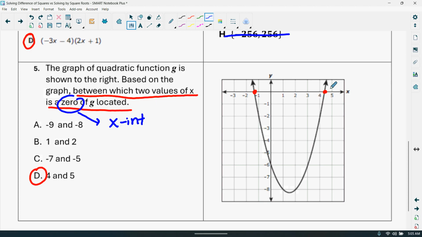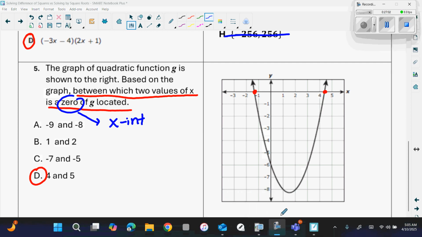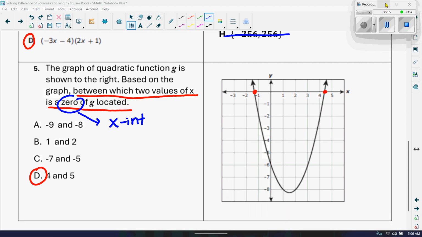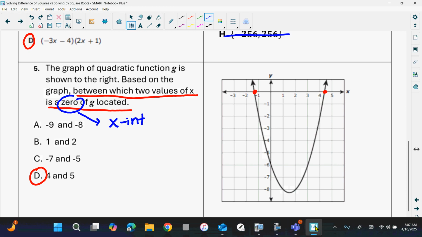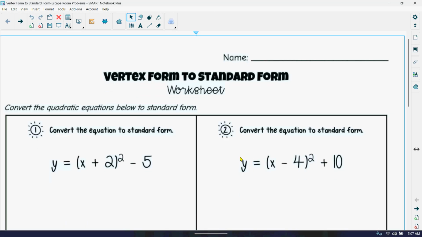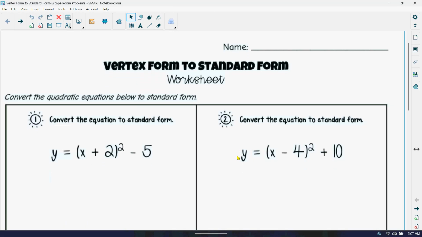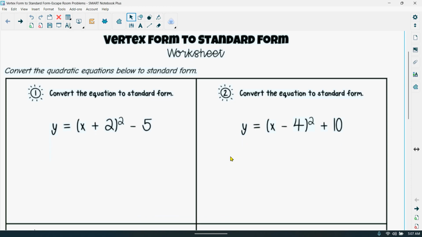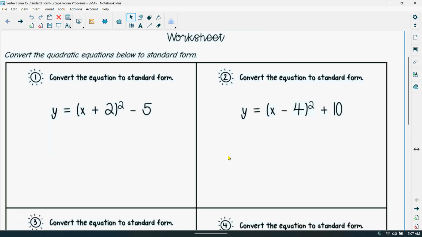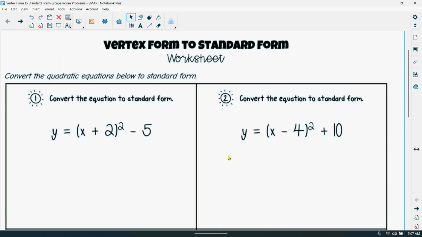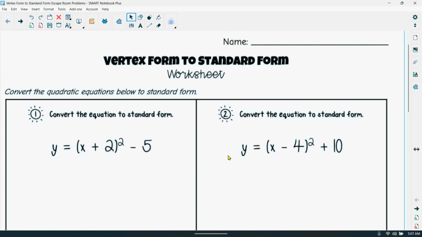All right, guys, thanks for getting this done. Let me show you. What I wanted to tell you is don't forget that this worksheet is due. It's going to be a grade. There is a link for you to check your answers if you want to do the escape room. So if you didn't do this, please go back to it.